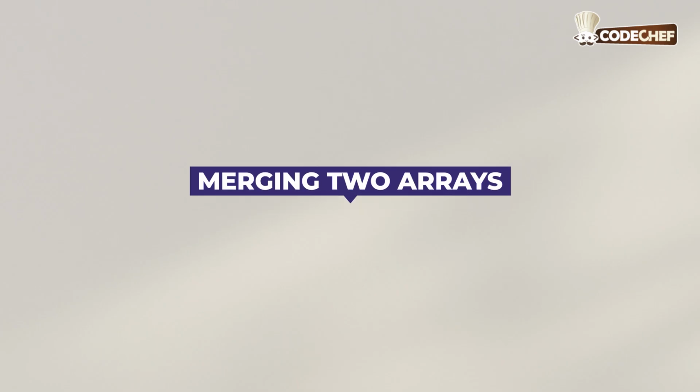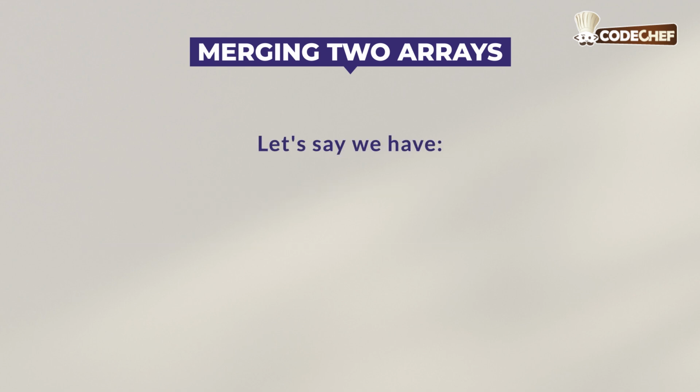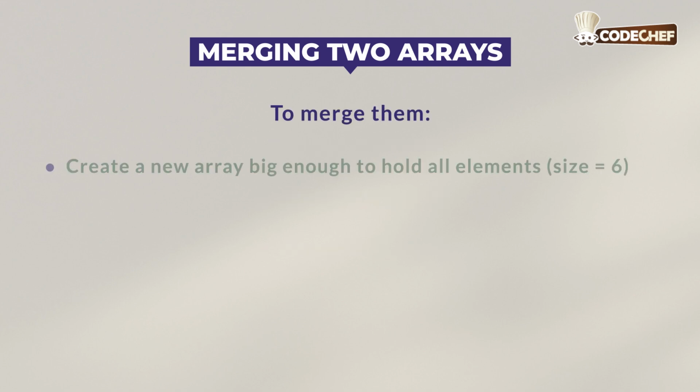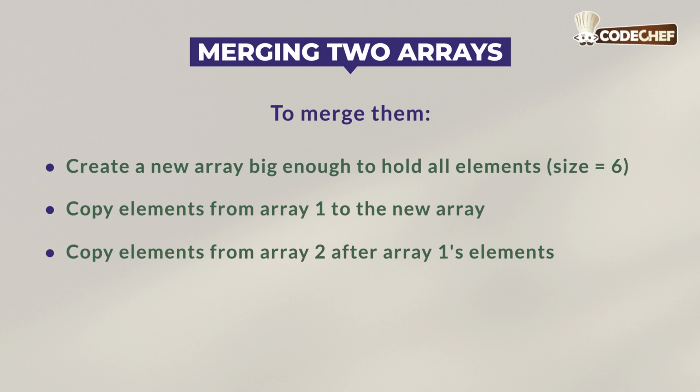Merging two arrays. Sometimes you need to combine two arrays into one. This is called merging. Let's say we have two arrays like this, 1, 3, 5 and 2, 4, 6. To merge them, we create a new array big enough to hold all elements with size of 6. We copy elements from array 1 to the new array. Copy elements from array 2 after array 1's elements. So, the two arrays which we had of 1, 3, 5, 2, 4, 6 becomes 1, 3, 5, 2, 4, 6 in one single array.